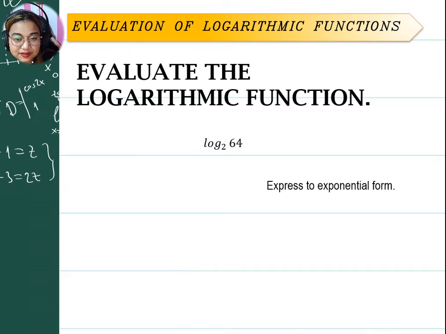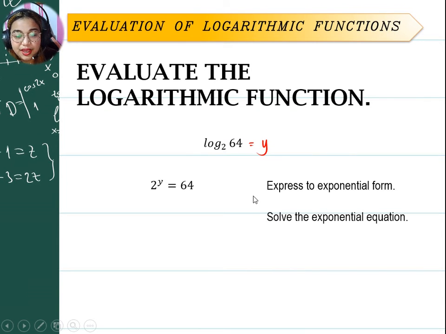So we have to express it in exponential form. There is a missing number, which is our y, right? In our logarithmic equation, we have here the equals y. However, it is missing. So we have to solve the exponential equation. What do you think is the value of our y?